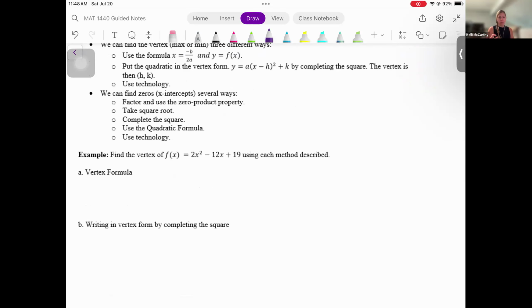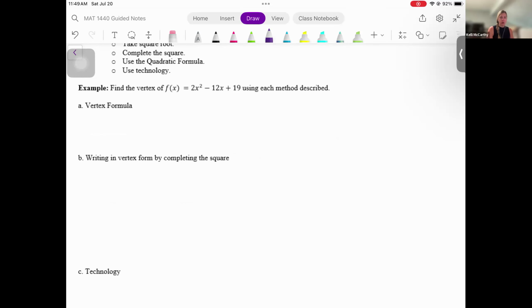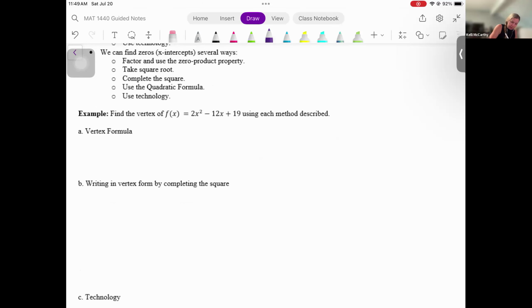So in this first example, we're going to just practice finding the vertex of our function using a few different methods. Our function is f of x equals 2x squared minus 12x plus 19. We're going to find the vertex using the vertex formula, by completing the square, and using technology. So the vertex formula, our x is equal to negative b over 2a. b in this case is negative 12, so negative b would be positive 12, and a is 2, c being 19.